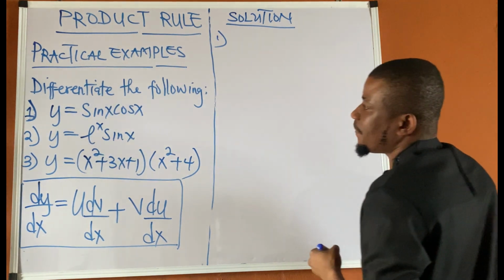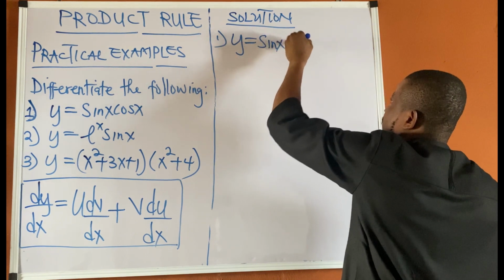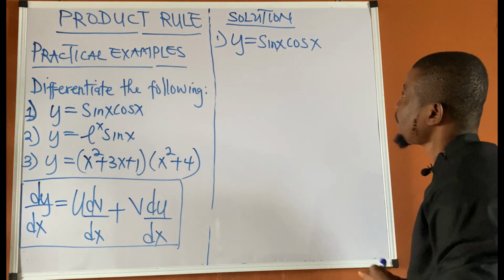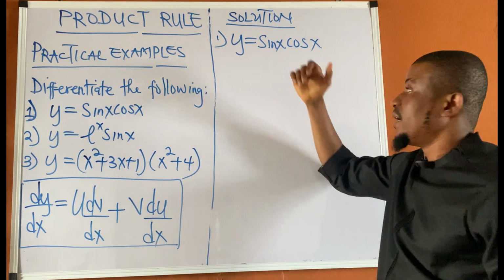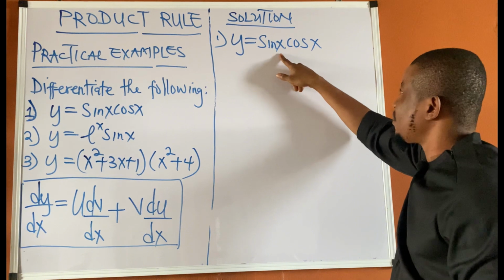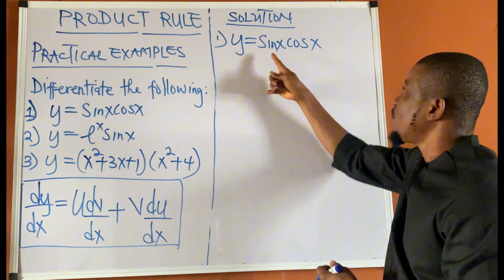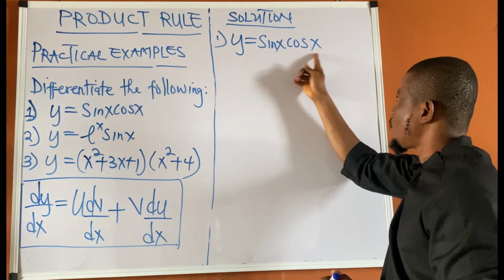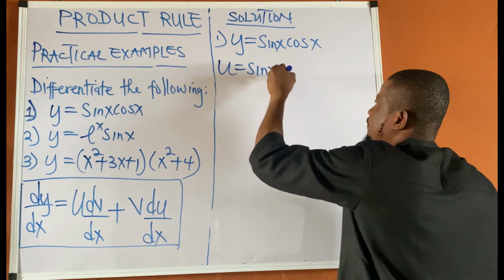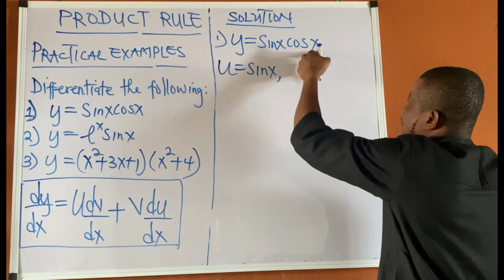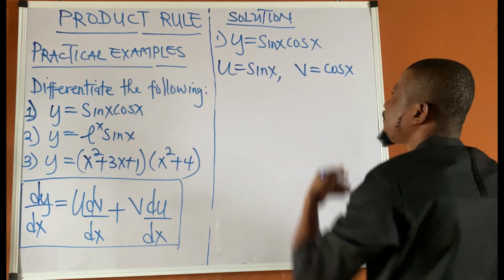For number 1, we have y equal to sine x cos x. Now, we need to identify the type of rule that should be applied here. We have sine x, a trig function, cos x, another trig function. They are multiplied together. Product rule. So we'll call the first one u, call the second one v. So our u is sine x, and then our v is cos x. So we now have uv.